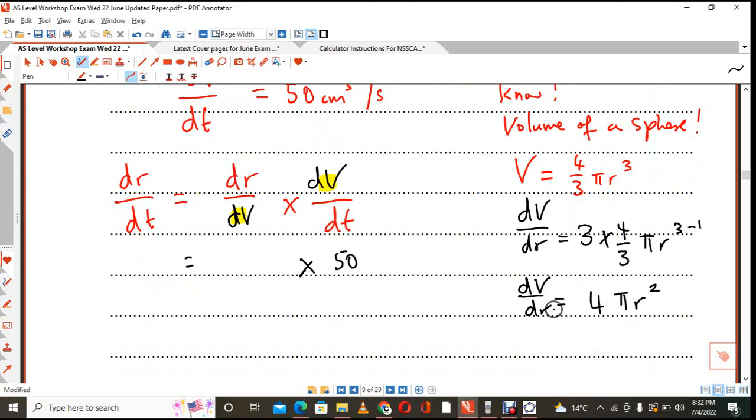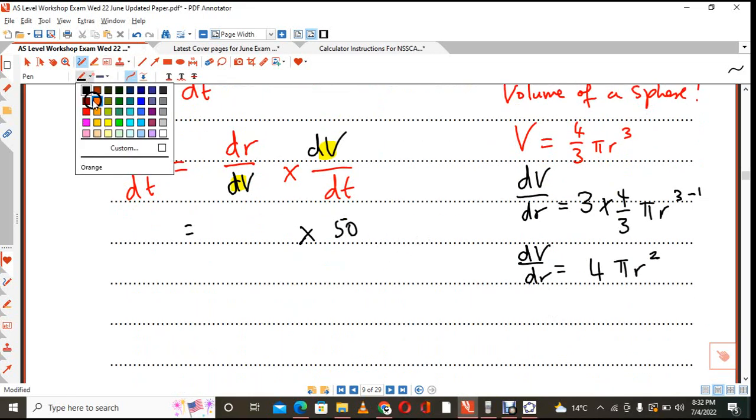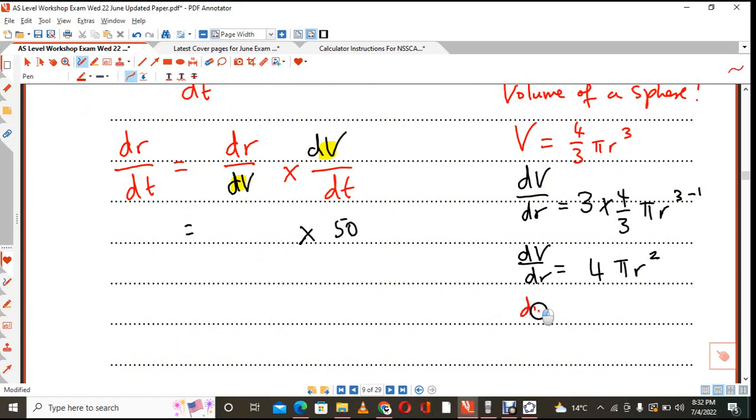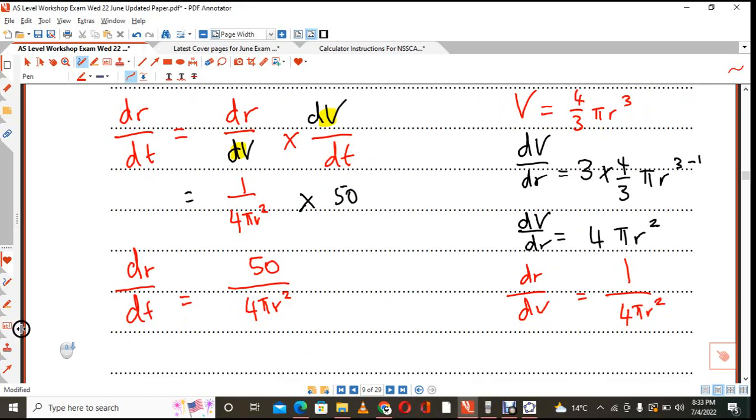So in order for me to have this as dr/dV, I'll just swap this around. I'll say, wait a minute, dr/dV is going to be 1 over 4 pi r squared. So I'm going to bring that 1 over 4 pi r squared here. So now I have dr/dt as 50 over 4 pi r squared. So that's my derivative formula.